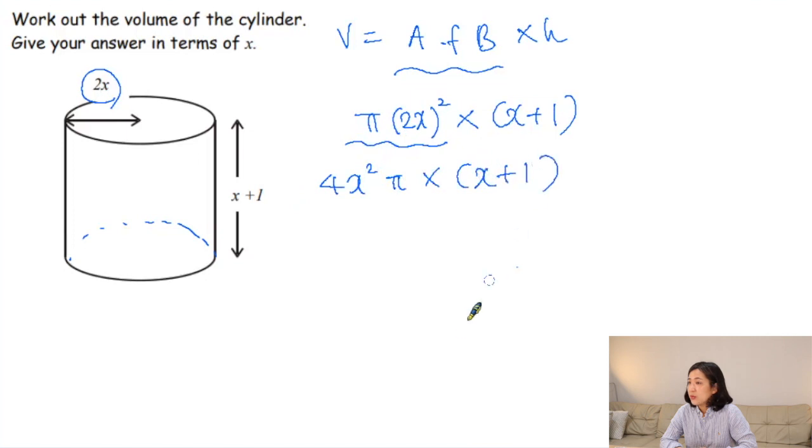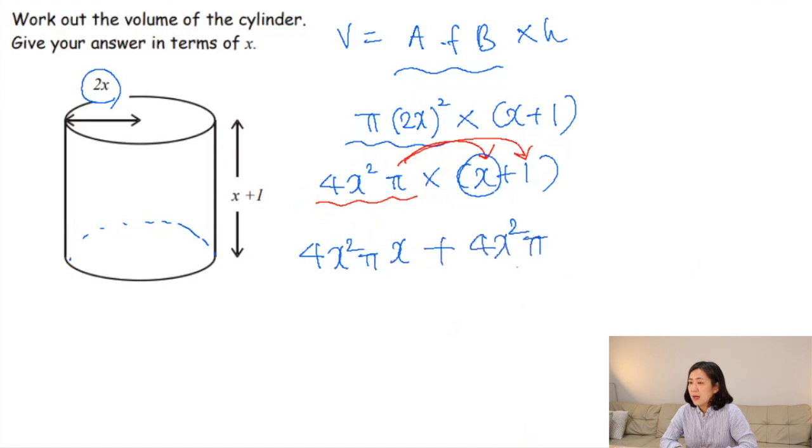Now as you can see, we need to expand the bracket, right? So 4x squared pi times x will be 4x cubed pi, plus 4x squared pi. So I already said 4x cubed pi, then 4x squared pi. Now our expression is in terms of x, so I think we finish our answer. This is the expression of the volume of a cylinder.